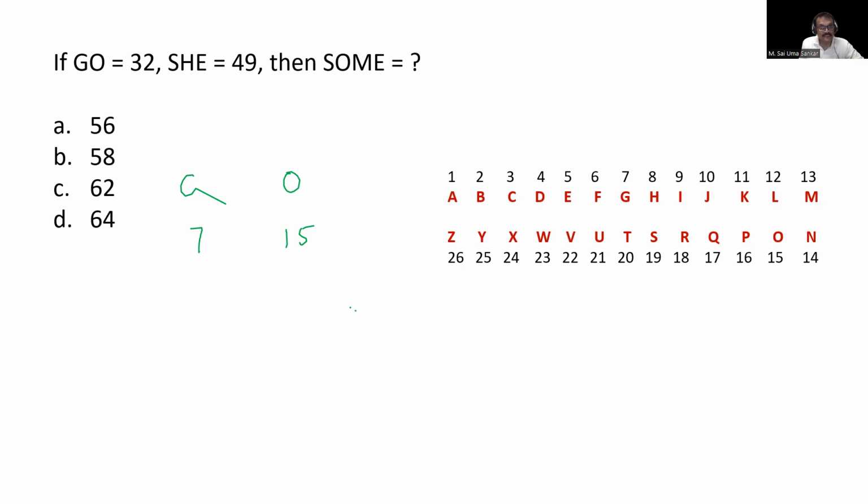And what about SHE? What is the S? That is equal to 19. What is the H? That is equal to 8. And what is the E? That is equal to 5. What is the sum? 27, 32, here 49, 32 plus 10. What about 42? So that logic is failed.